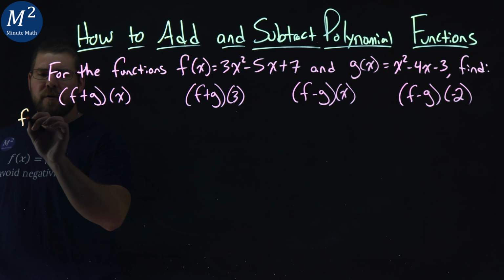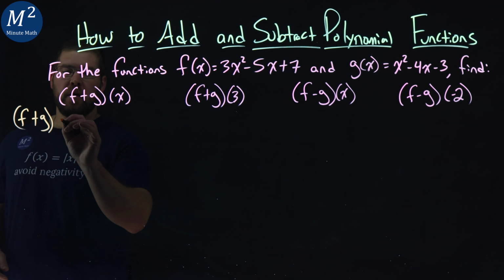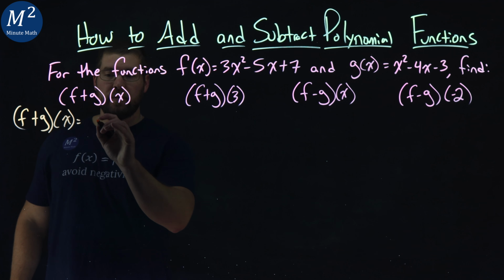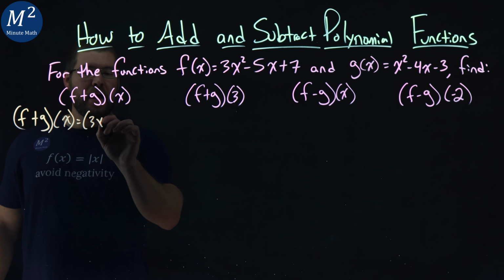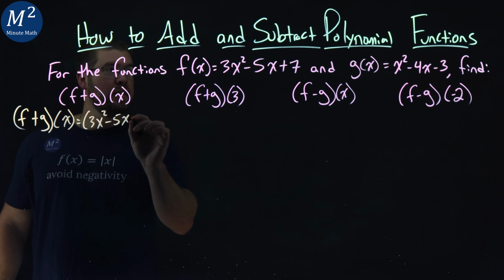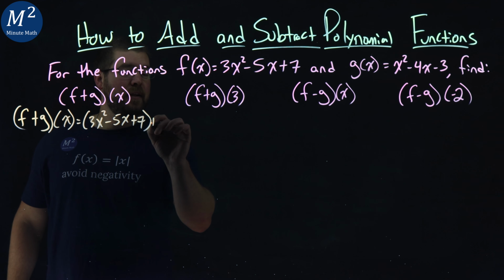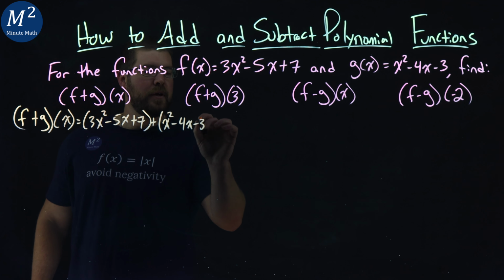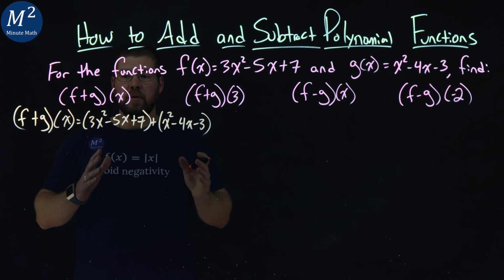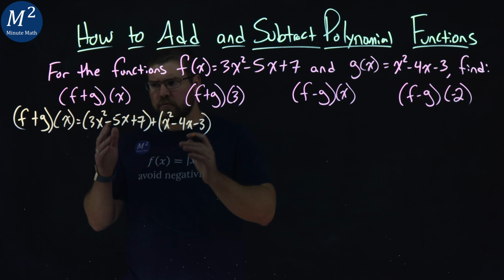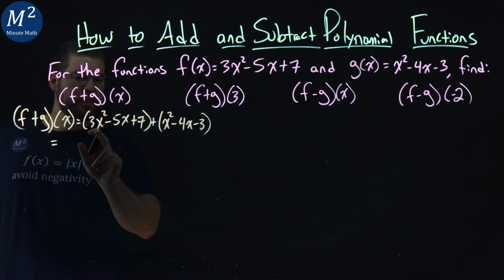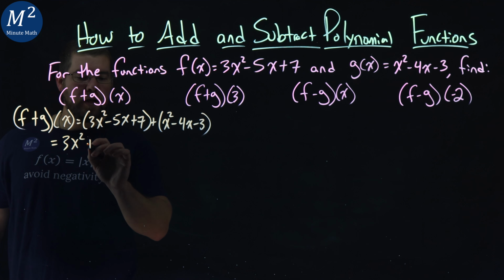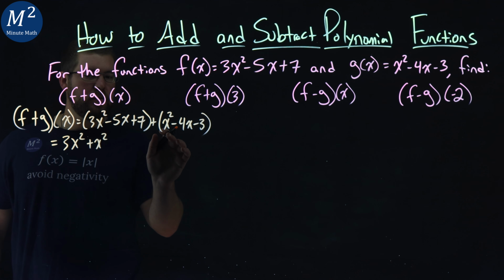Well, f plus g of x means we're adding these two polynomial functions together. First one, f, 3x squared minus 5x plus 7, added to g of x, x squared minus 4x minus 3. Now from here, we want to combine our like terms. Let's reorder this. 3x squared and an x squared. Put that together, 3x squared plus the x squared. Those are the like terms.